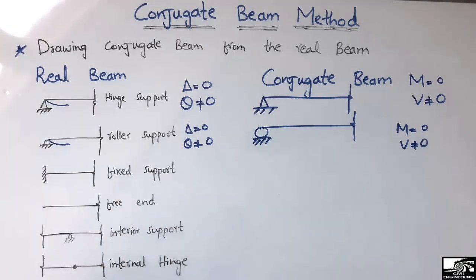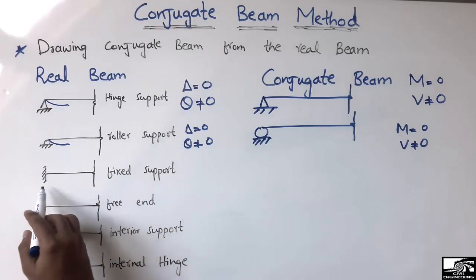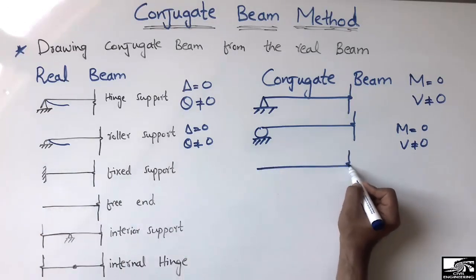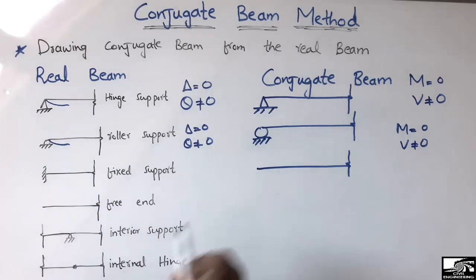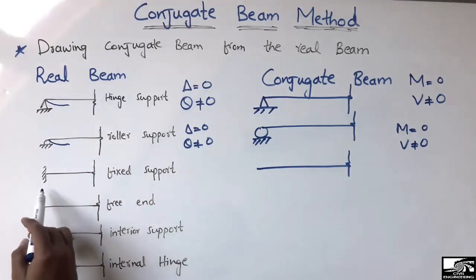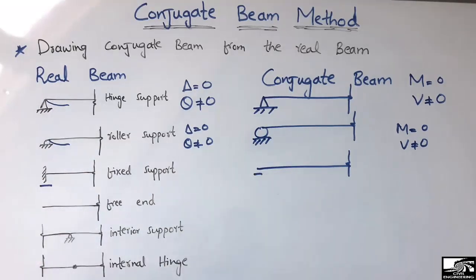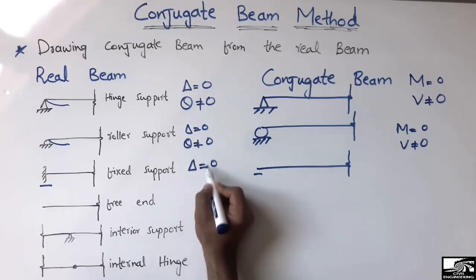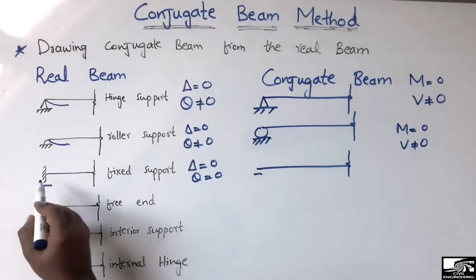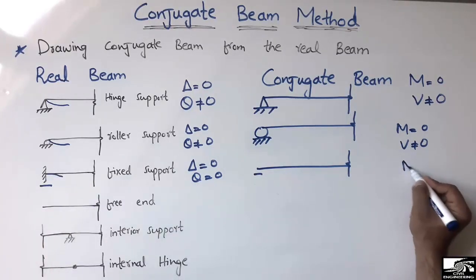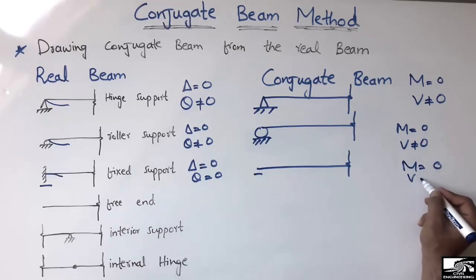The other one is the fixed support. The fixed support is replaced by a free end. Now this can be drawn in a different way. You can see here there is a free end, while in the real beam it was a fixed support. So in the conjugate beam, the fixed support is changed to a free end. The fixed support has the deflection equal to 0 and the slope also equal to 0, because it deflects in this way. So the slope and deflection are equal to 0. Similarly in this case, the moment and the shear force will also be equal to 0.